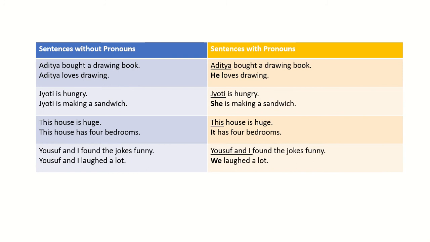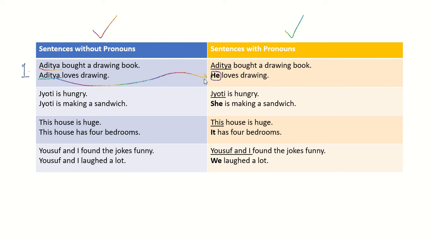This blue box contains sentences without the use of pronouns, and in this orange box we have sentences with pronouns. So let us look at the first one. Okay, Aditya bought a drawing book. Aditya loves drawing. So what I did, I repeated Aditya two times. Now look over here, if I use the pronoun: Aditya bought a drawing book, he loves drawing. In place of using Aditya, what am I doing? I am using the pronoun he.